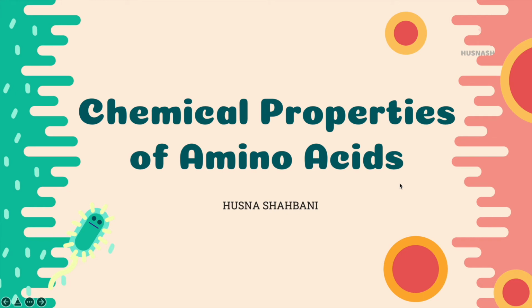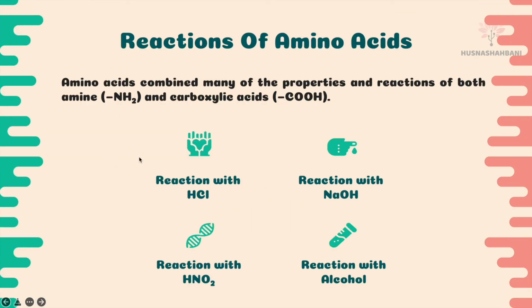Chemical properties of amino acids. There are 4 reactions of amino acid: with HCl, with sodium hydroxide, with HNO2, nitrous acid, and reaction with alcohol. Amino acids combine many of the reaction properties of both amine and carboxylic acid, because an amino acid has an amine part and a carboxylic acid part. So an amino acid can undergo the reactions that amines and carboxylic acids undergo: with HCl, sodium hydroxide, nitrous acid, and alcohol.